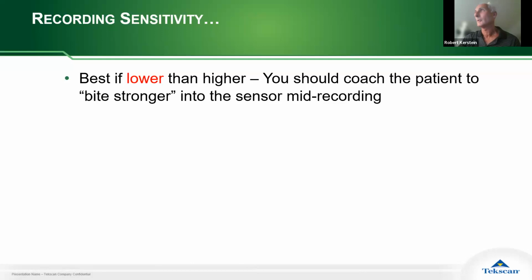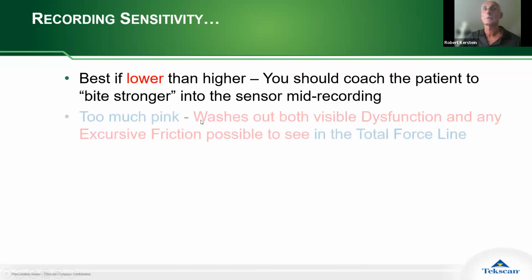You can't record well with lots of pink. What you want is to use lower sensitivities and coach the patient to bite hard, right? You want the sensor to resist them a little, because then you can see dysfunction in the recording. So you're trying to use the least amount of sensitivity that will give you 1 to 3 pinks.